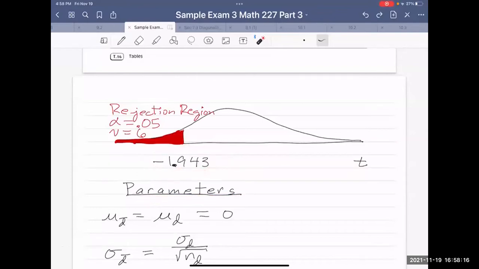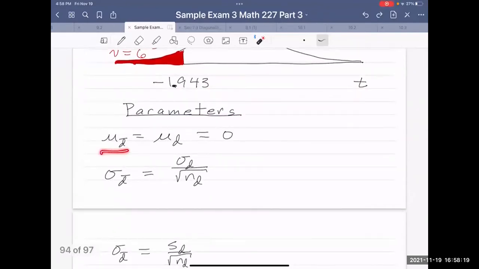Let's determine my parameters. So the mean for the sampling distribution of these average differences is the mean of the differences, which is assumed by the null hypothesis to equal 0. The standard deviation for the sampling distribution of the average of these sample differences is the population standard deviation of these differences, which I don't know, but I can approximate it by the standard deviation, which we just found.